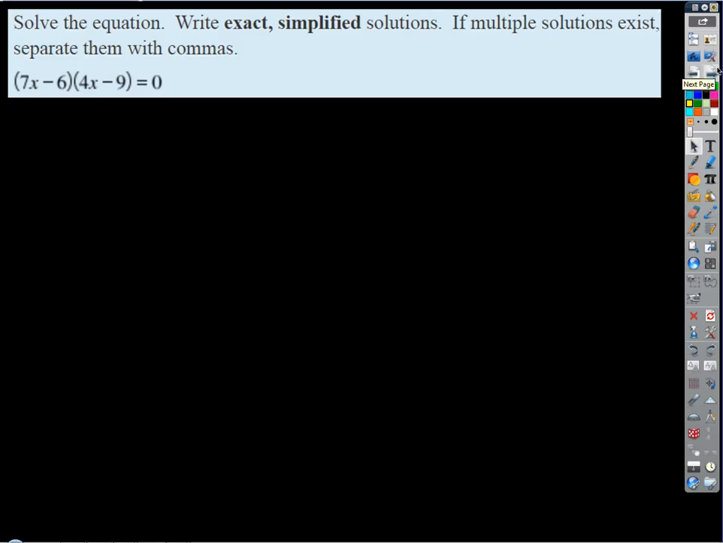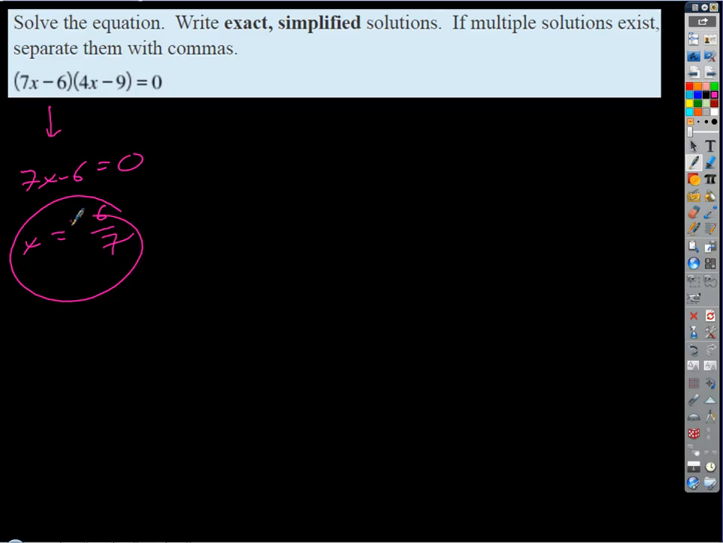Okay, solve the equation. Well, this is already done. All you have to do is set the, it's already factored, right? It's in standard form, set equal to 0 when it's factored, so all we've got to do is use the zero product property. So what's that mean? Everett, what's that mean? Set them both to 0. So if I set 7x minus 6 equals 0, what's the result? 7x equals 6. So then x equals 6 divided by 7.